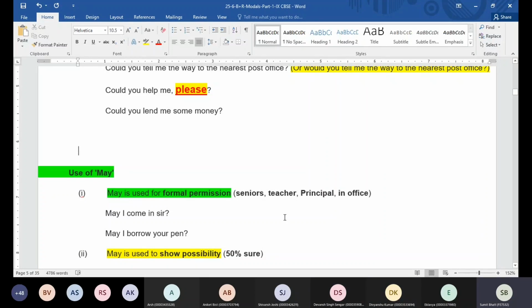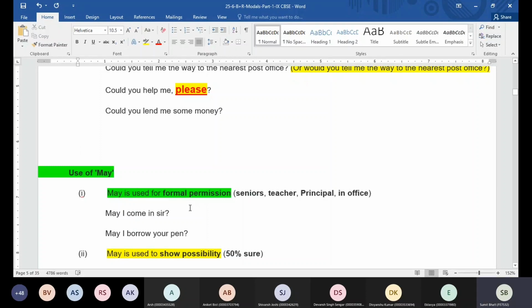And if you want to be formal, formal is going to mean you're talking to someone who's senior to you. You're talking to someone who's your teacher. Okay, someone like a principal. Or you're talking to someone in office. Or you're talking to someone who is a stranger to you. Okay, someone who is elder to you. In these cases, you can use the word may.